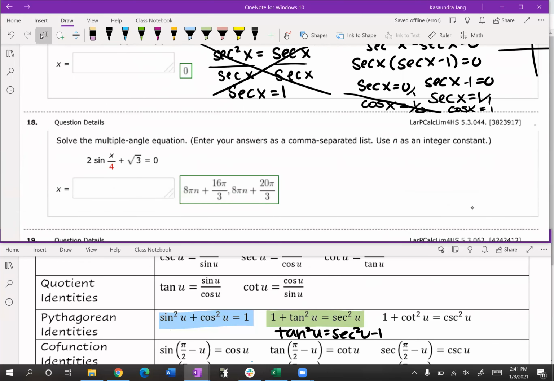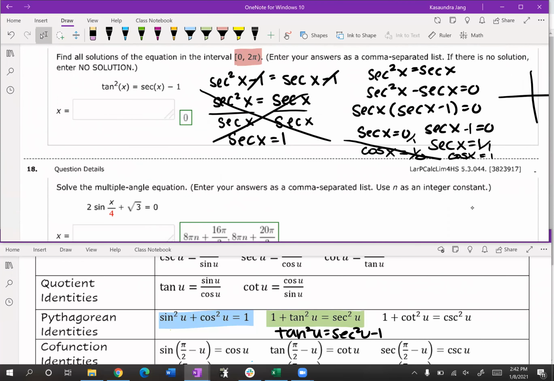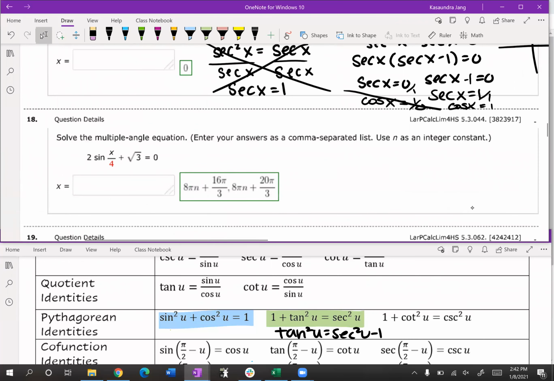All right. So on number 18, I'm going to solve for x. It says solve the multiple angle equation. Enter your answer as a comma separated list. They did not on this one. They didn't say from 0 to 2 pi. So if I'm not restricted from 0 to 2 pi, I'm going to want all the solutions. I'm going to have to say plus, they have an 8 pi n, but I'm going to have to use the n here.